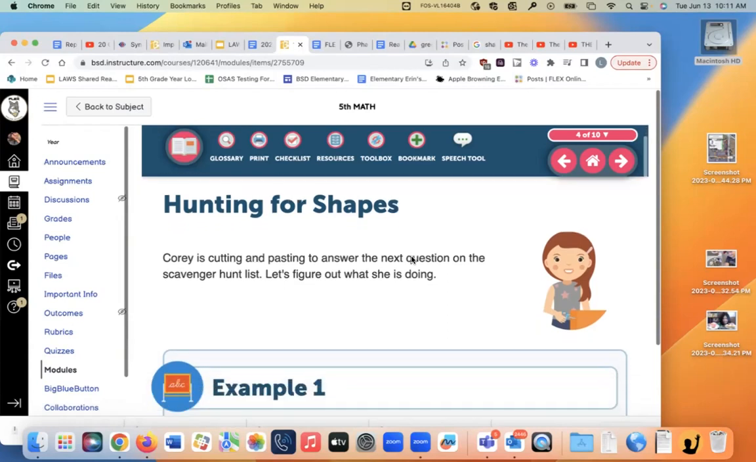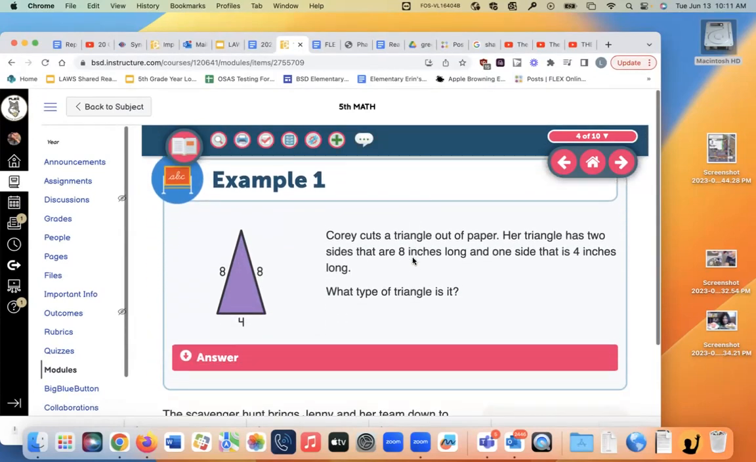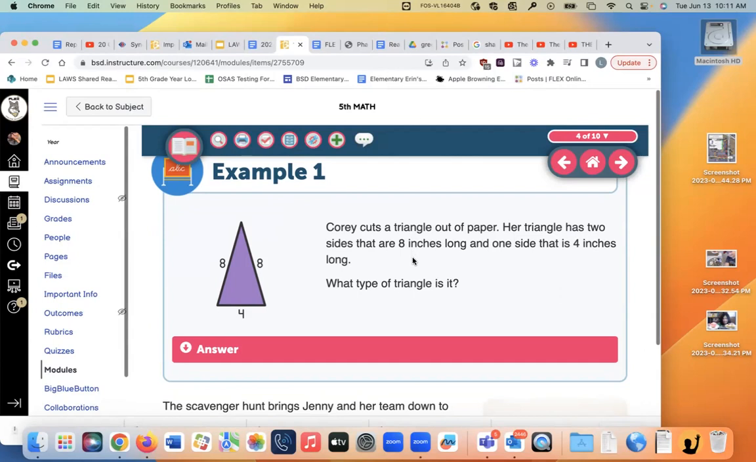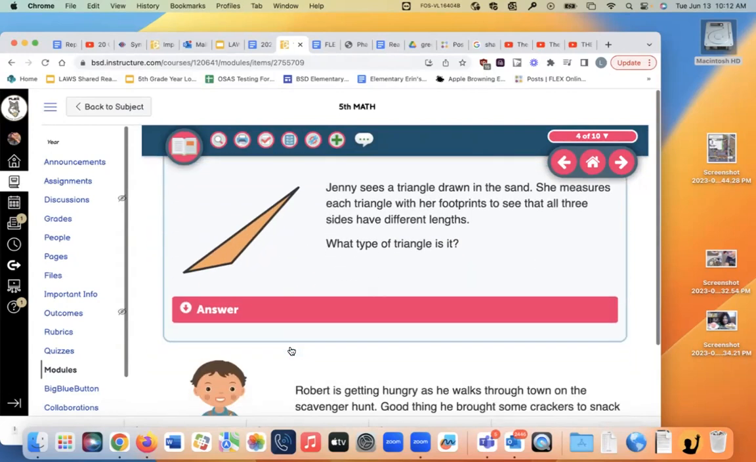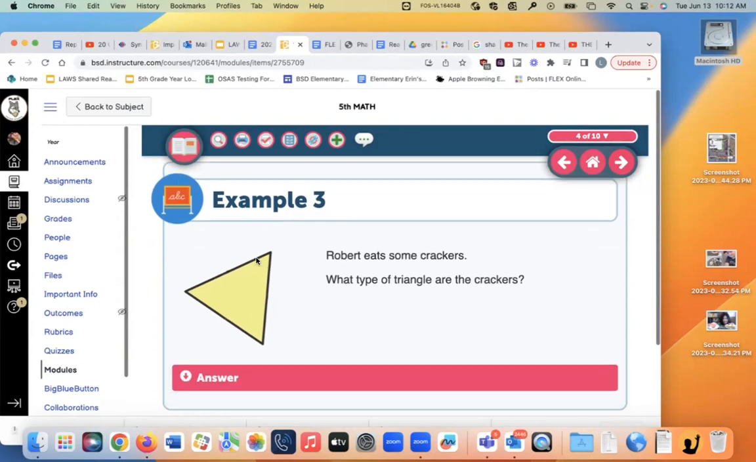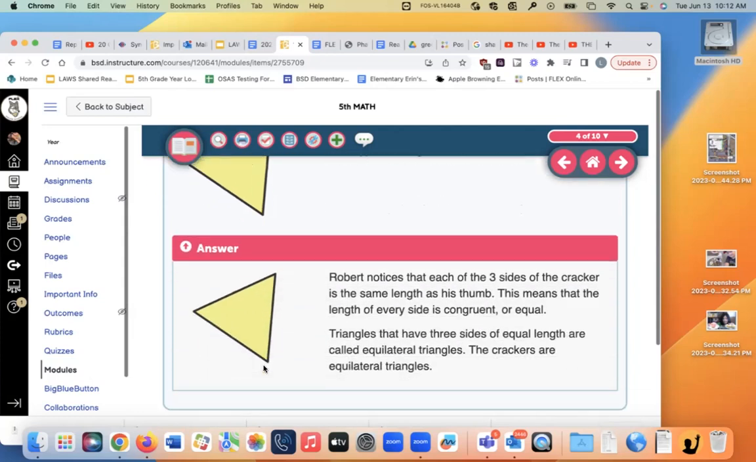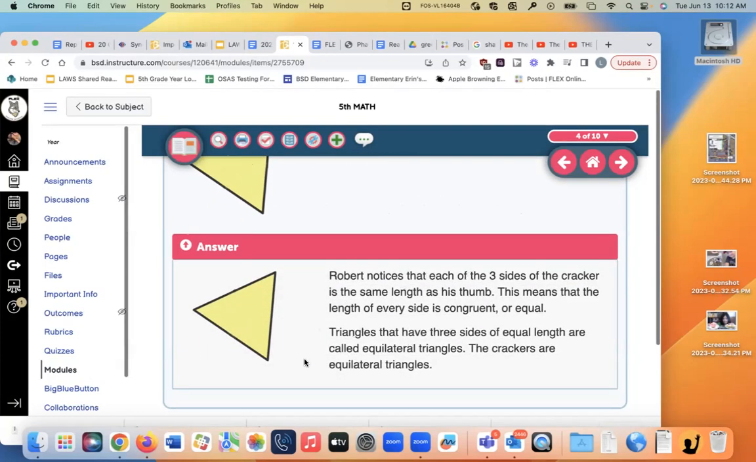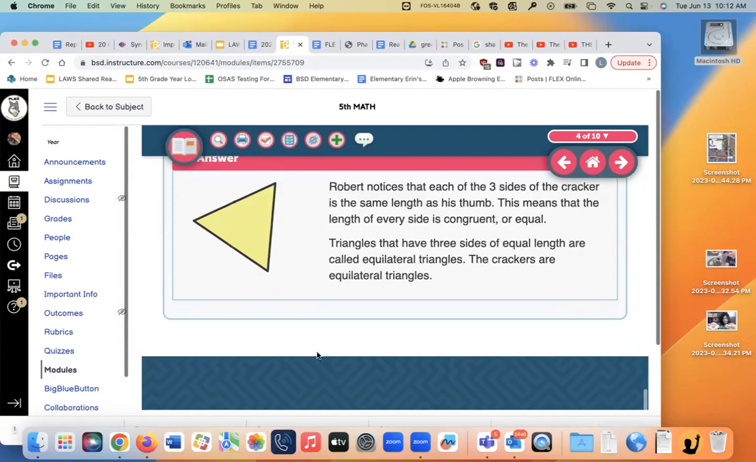Corey is cutting and pasting to answer the next question on the scavenger hunt. Corey cuts a triangle. Her triangle has sides that are 8 inches. So this is the same thing. You're just practicing those 3 words: equilateral, isosceles. And it doesn't matter. Look at this one, looks like they're all the same. So I think it's an equilateral, but they don't really tell you that they're the same. Oh, here it says it is the same. So that's an equilateral. All right.